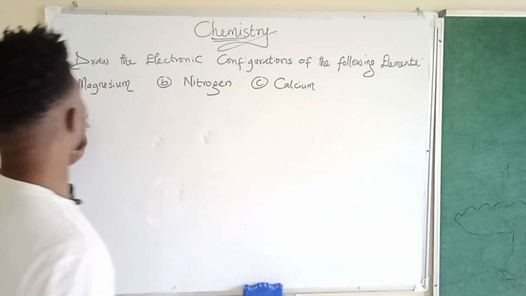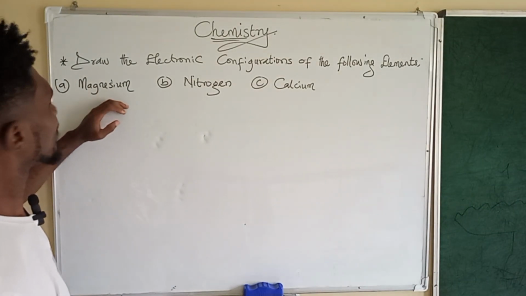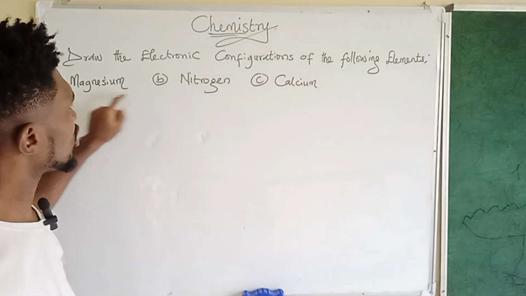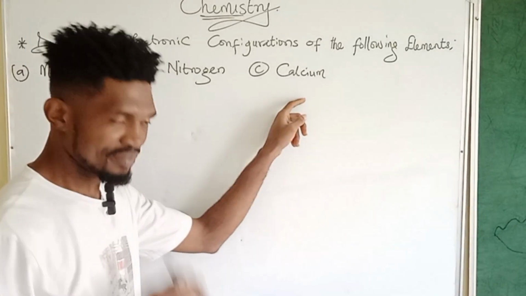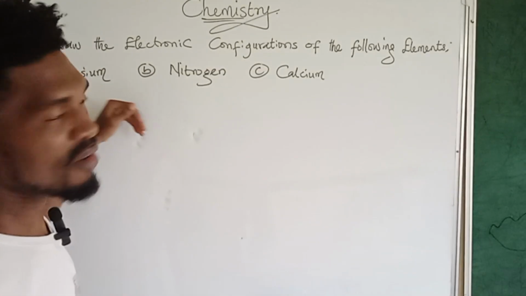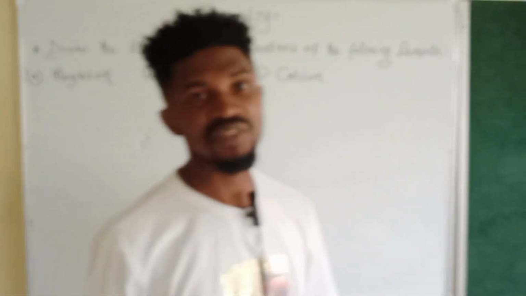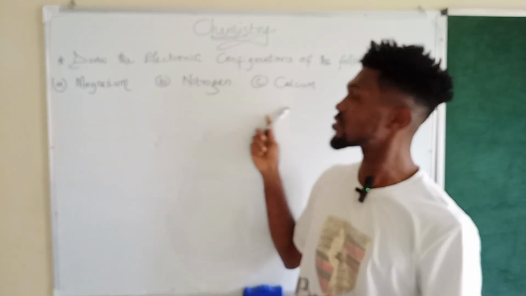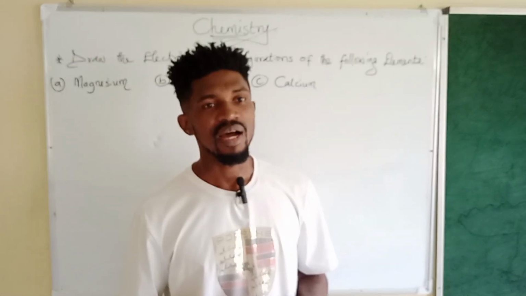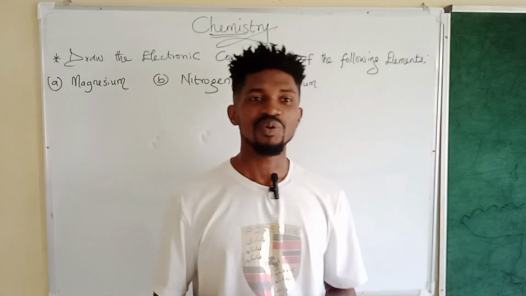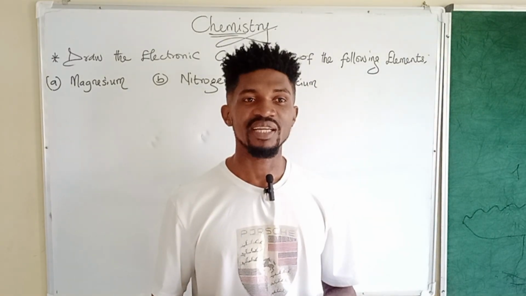So today we're asked to draw the electronic configuration of magnesium, nitrogen, and calcium. But before we start, first off you need to know the atomic number of these elements before you start drawing the electronic configuration. All these elements are in the first 20 elements. If you still don't know them, I advise that you go to my previous video to watch the videos I did there.